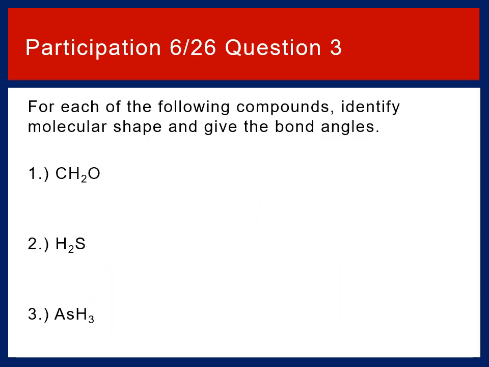Participation 626, question 3. For each of the following compounds, identify molecular shape and give the bond angles. First is CH2O, second is H2S, and third is AsH3. This is the third question on participation 626, due Friday, June 26th at 11:59 p.m. over on Blackboard. Link to the assignment is right below the links to these videos. Again, for each of the following compounds, identify molecular shape and give the bond angles: CH2O, H2S, and AsH3.